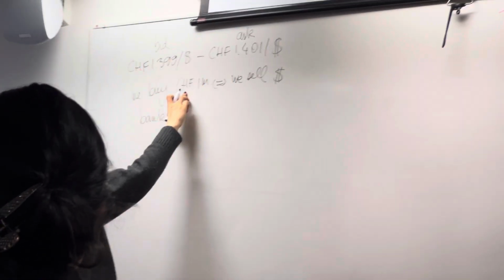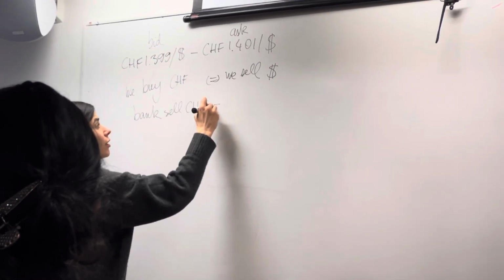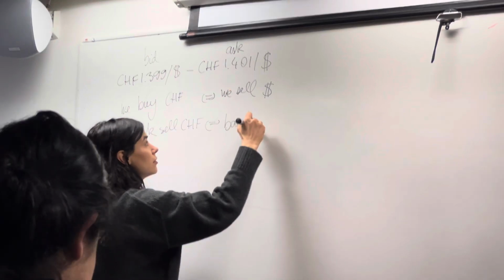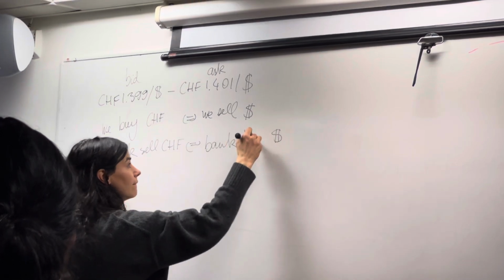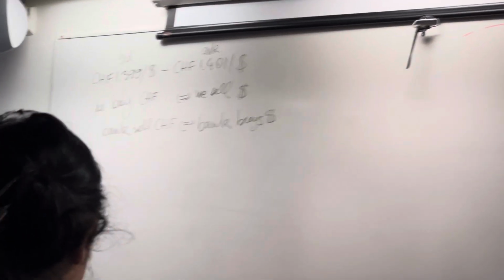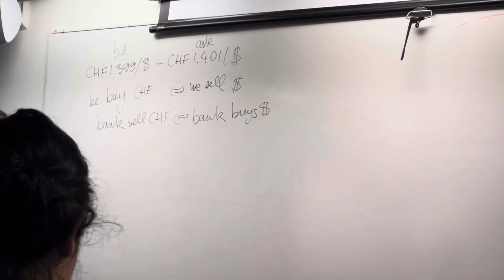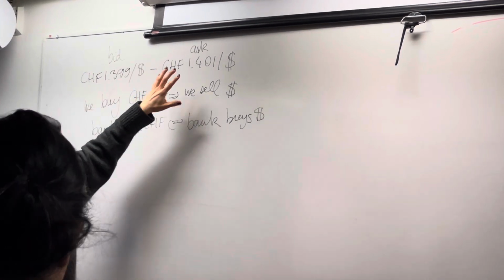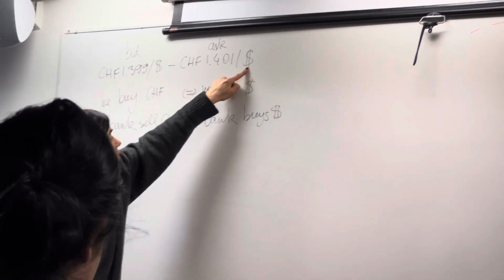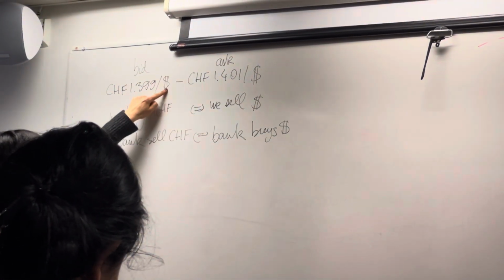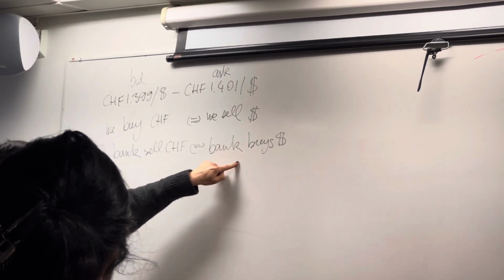First, with respect to CHF, the bank sells. And with respect to dollar, the bank buys. Now, the other thing is, what is in the denominator? The dollar. So, how do we read this quote? This is the rate at which the dealer or the bank sells dollar. This is the rate at which the dealer buys dollar. So the dealer buys dollars in our case, right?